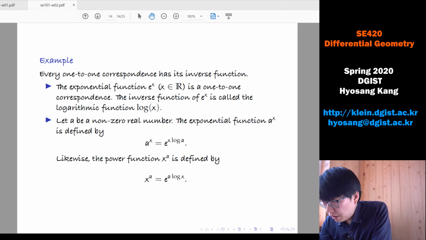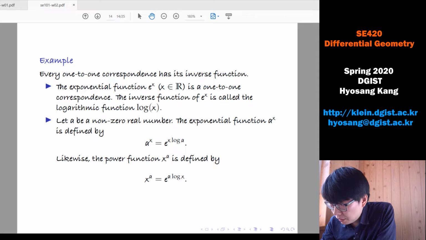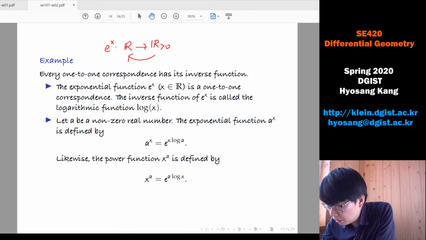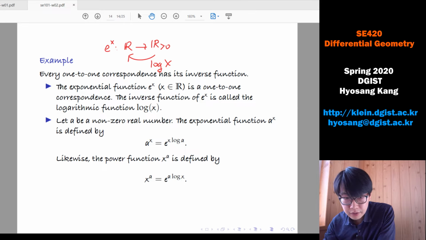Every one-to-one correspondence has its inverse function. It's obvious. So the exponential function is a one-to-one correspondence. For example, the range is the positive reals, not including 0. If you take e to the x defined on the entire real line to the positive reals, then you can take an inverse map from the positive reals to the entire real line, and that's defined as the logarithm. The exponential and logarithm functions are the basic blocks for defining other functions.